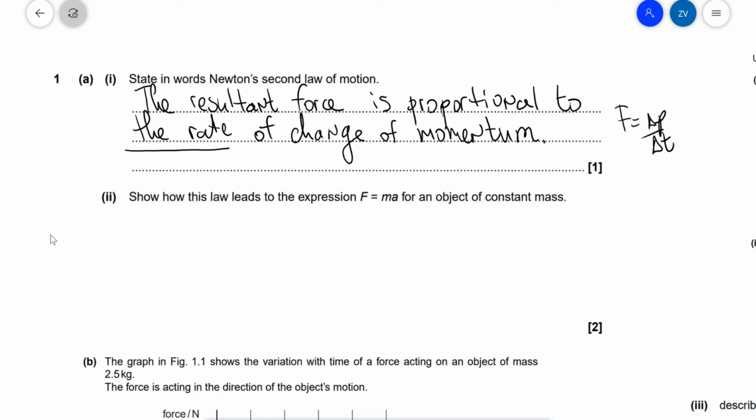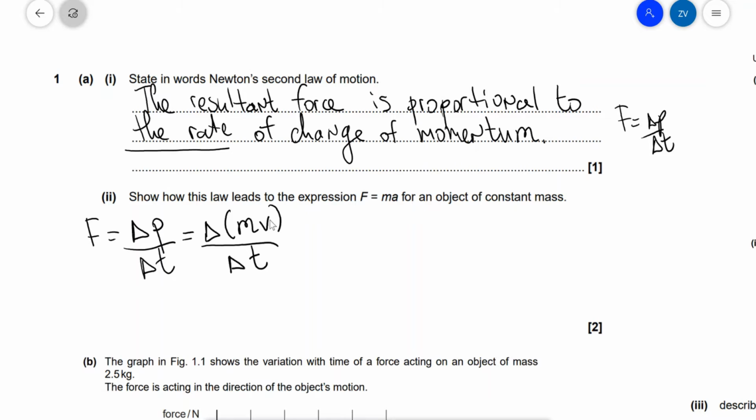Okay, part 2. Show how this leads to the expression F is equal to ma for an object of constant mass. Well, F is equal to the change in momentum divided by the change in time. Now, momentum is equal to mv, so that's the change of (mass times velocity) divided by delta t. It's really important to have those brackets in this derivation to make sure that this delta, this change in, actually applies to both of these quantities.